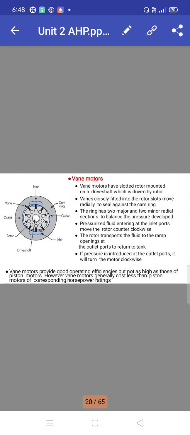The pressurized fluid entering at the inlet ports moves the rotor counterclockwise. The rotor transports the fluid to ramp openings at the outlet port to return to tank. If pressure is introduced at the outlet port, it will run the motor clockwise. Vane motors provide good operating efficiency but not as high as piston motors. However, vane motors generally cost less than piston motors of corresponding horsepower ratings.